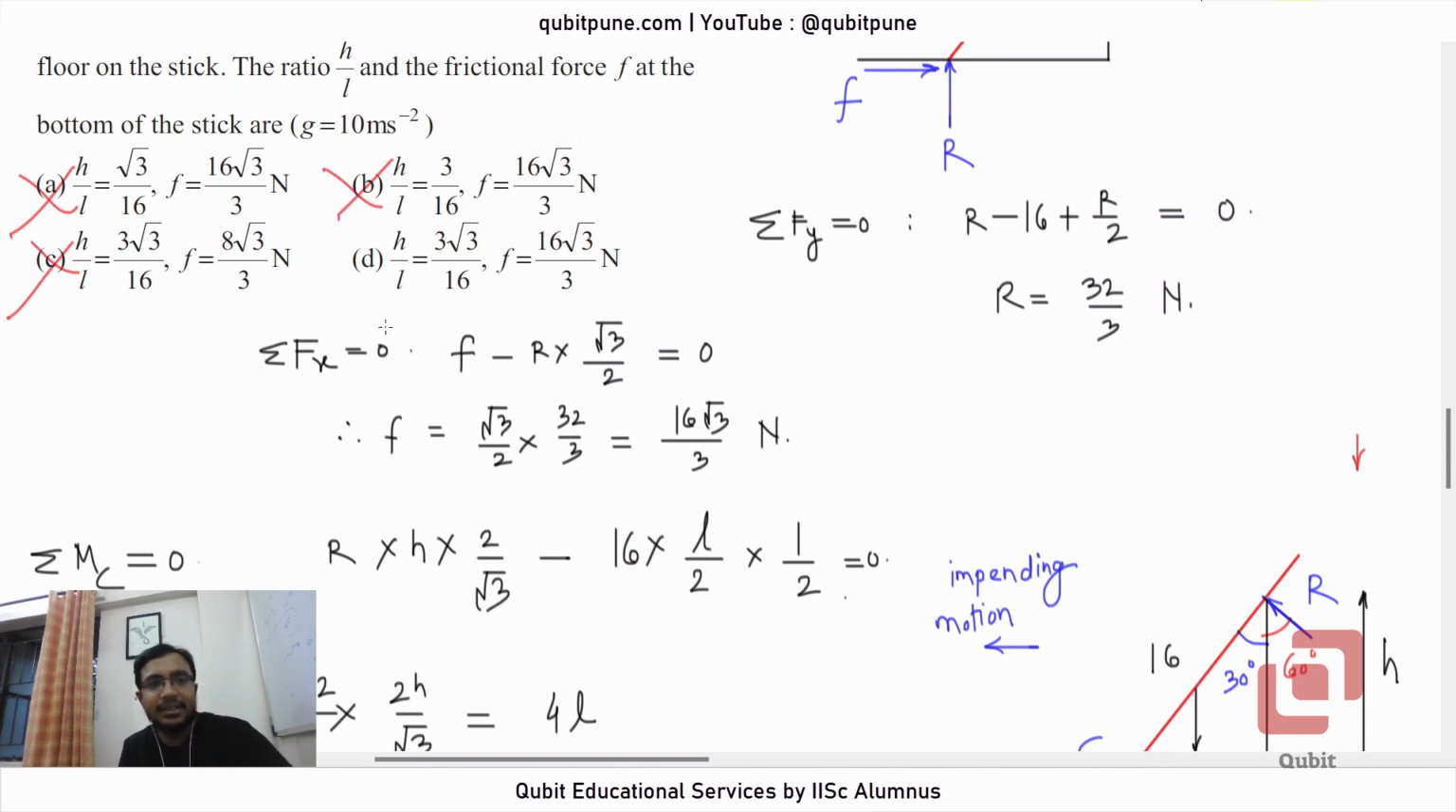Okay, option D is right. H upon L is 3 root 3 by 16, and F we had already found out, 16 root 3 upon 3.